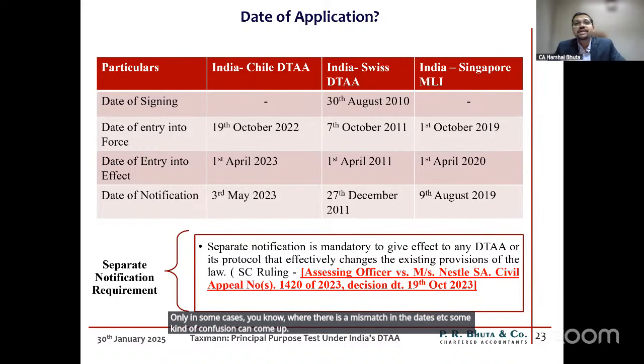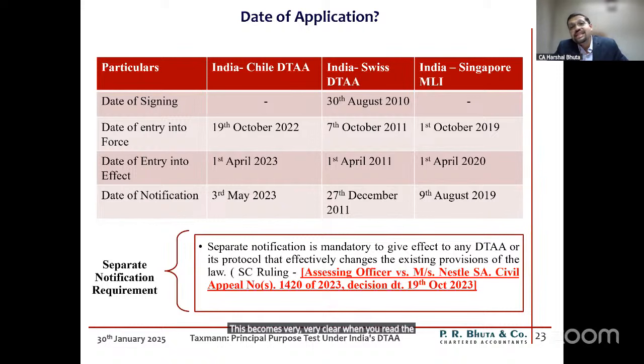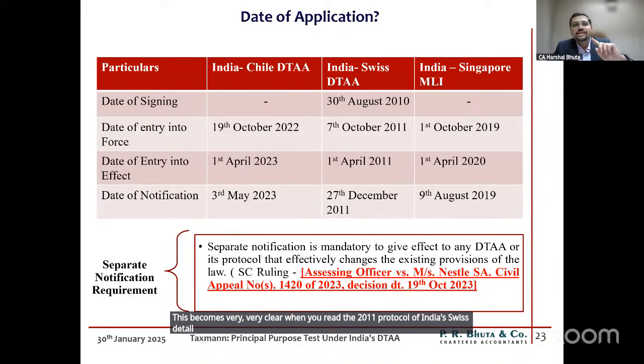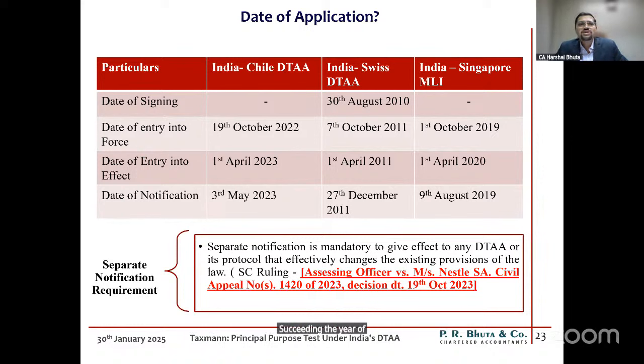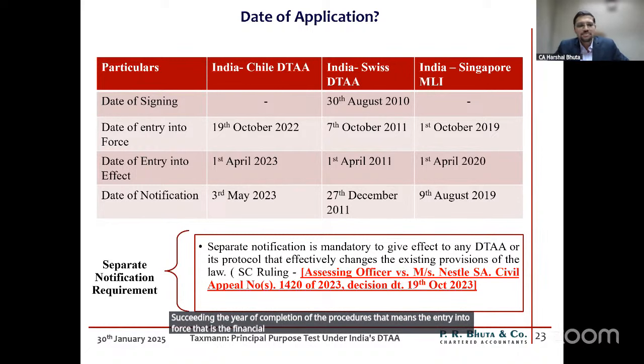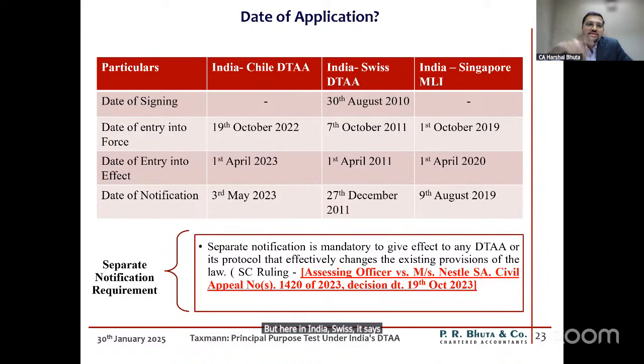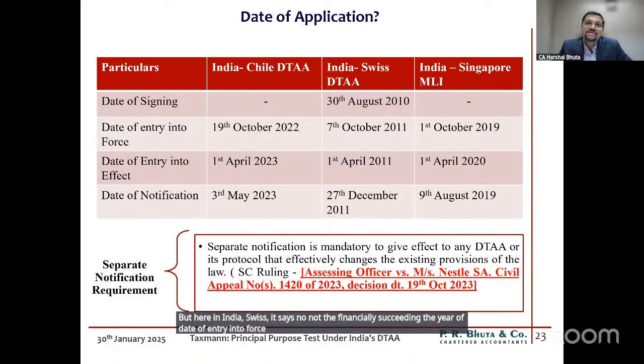This becomes very clear when you read the 2011 protocol of the India-Swiss DTAA. Typically, the date of entry into effect provision says that the financial year succeeding the year of completion of the procedures, that means the entry into force, is the financial year from which the provision should apply. But here in India-Swiss, it says no, not the financial year succeeding the year of entry into force. It is the financial year succeeding the date of signing of the protocol.